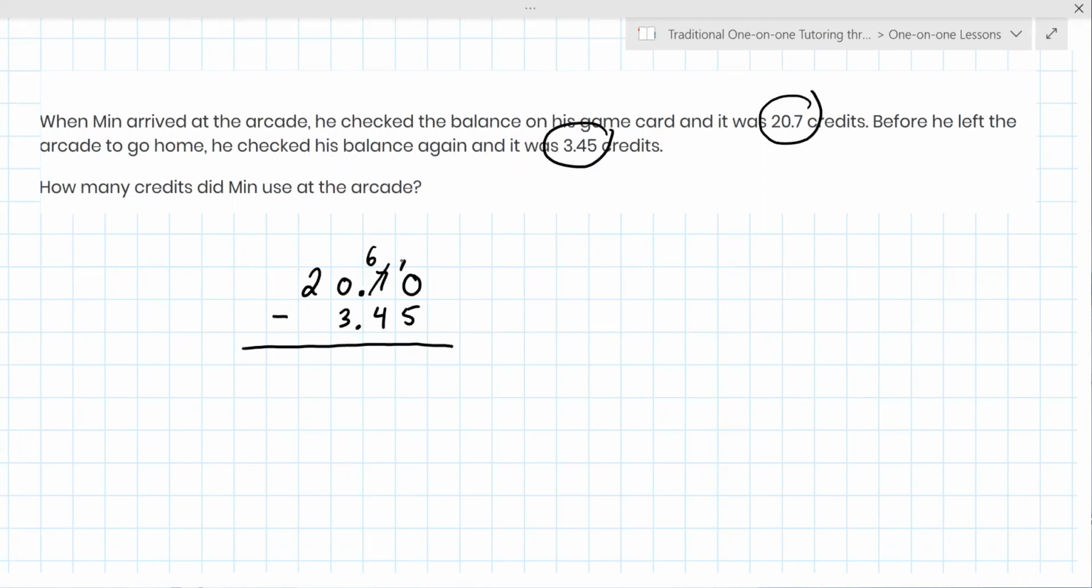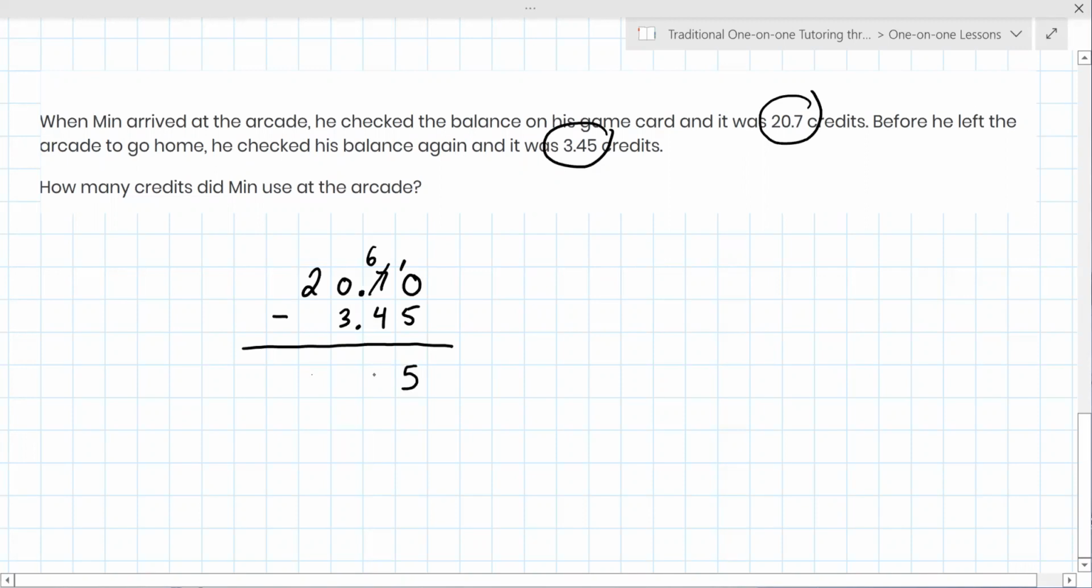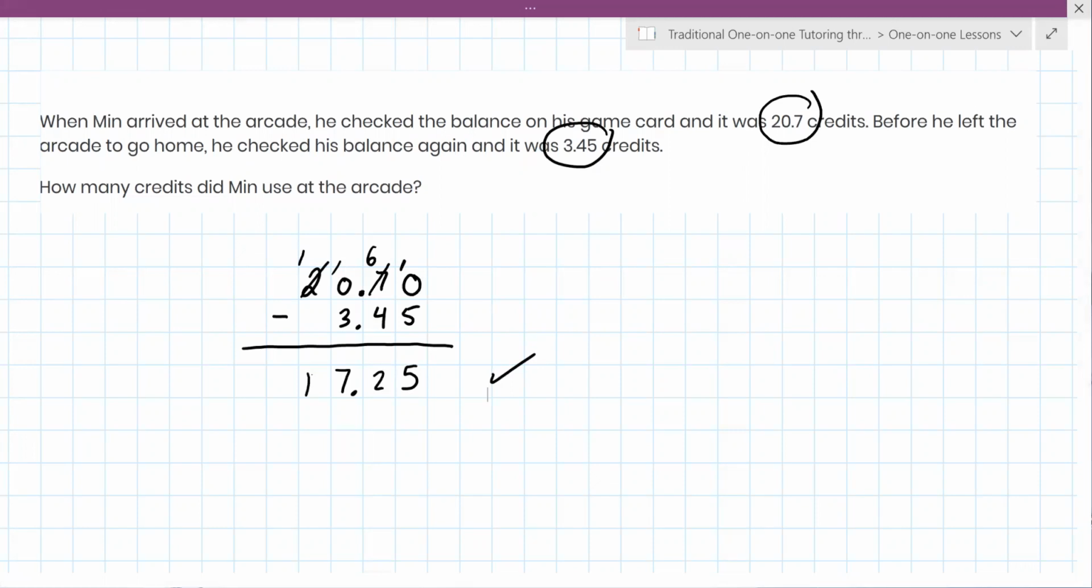I have a quick question about this one. Okay. There's a 1 left. Do I just put it down? Yes, the final answer here is, let me work it out here. You have to borrow from the 2, so it's 17.25. Is that what you got? Yes. Great. Very good. So yes, you do bring it down, and hopefully you get the right answer there.